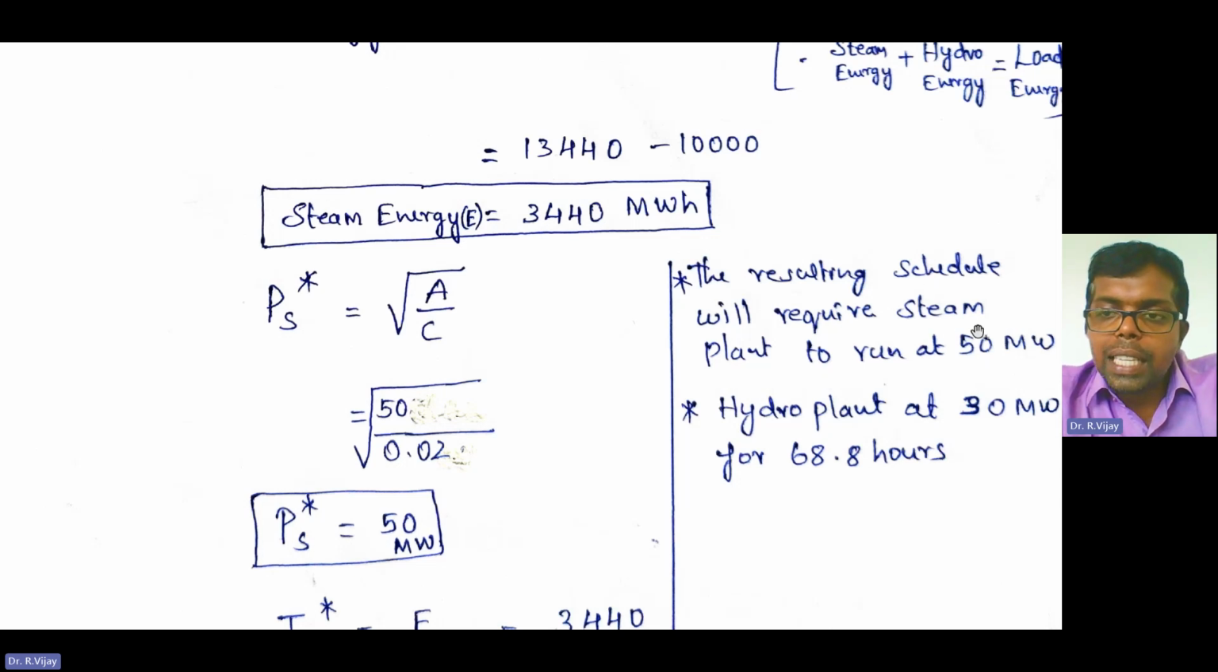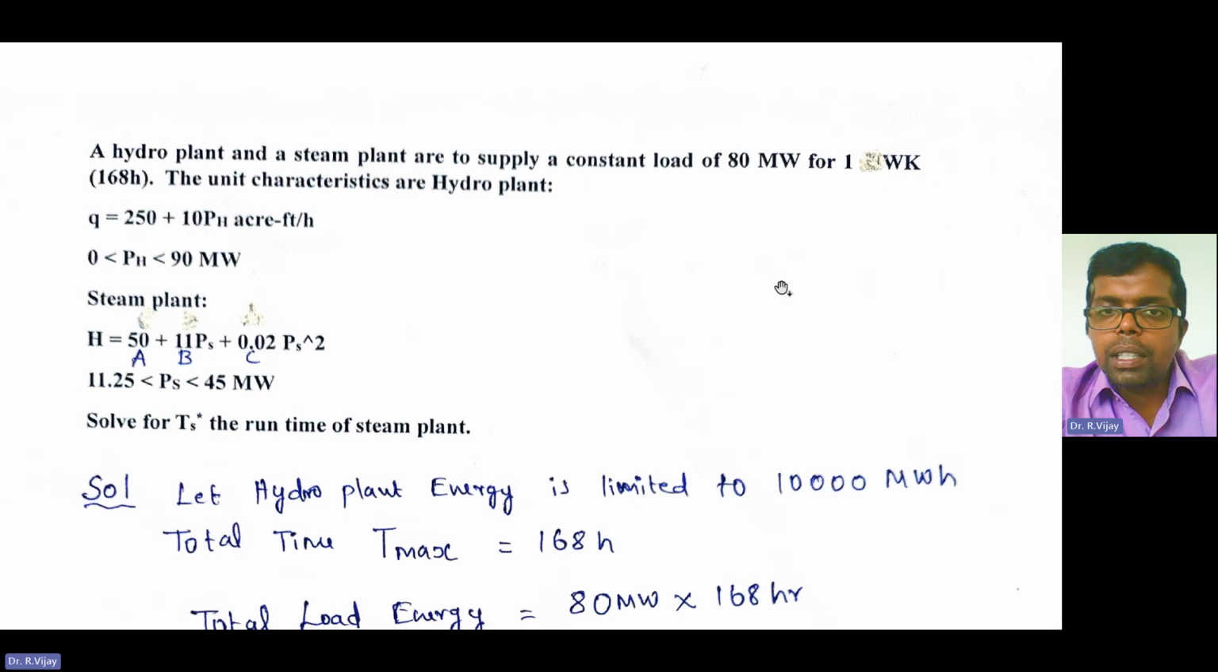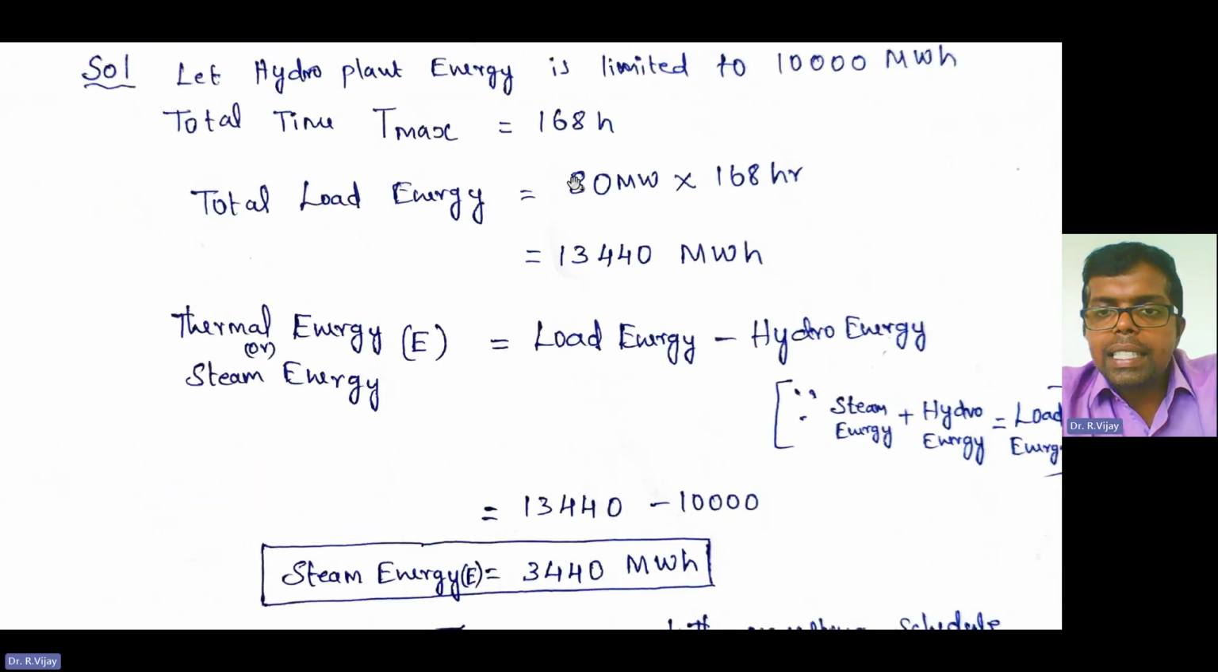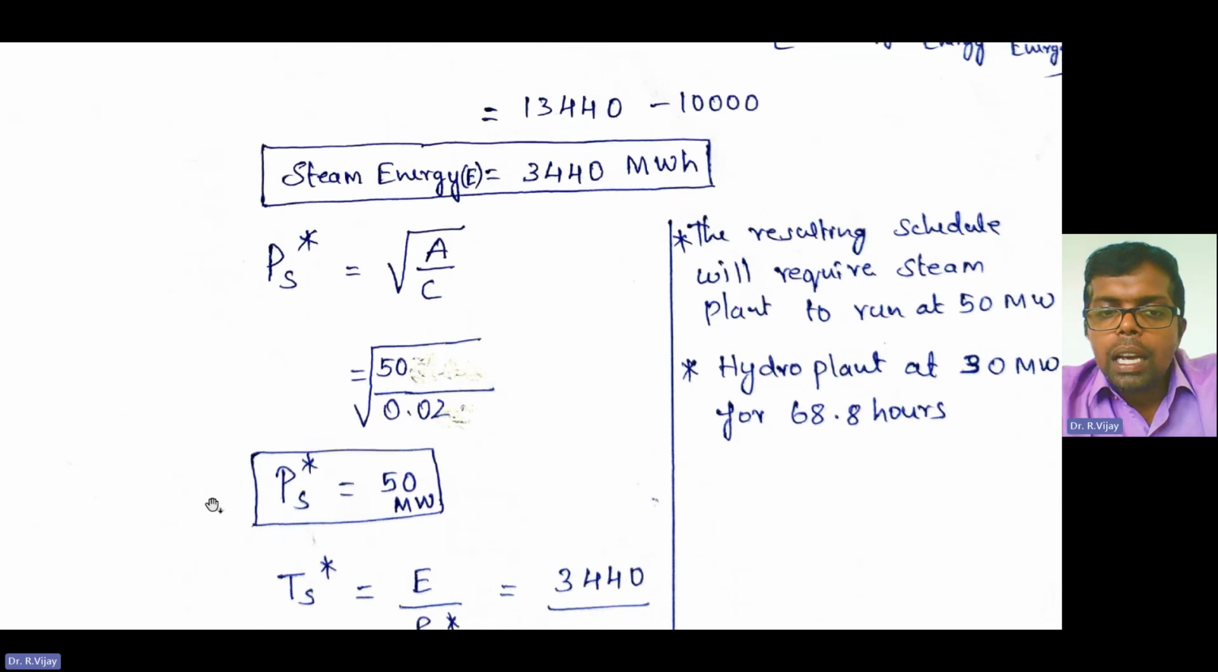Okay, so if the steam power plant is 50 megawatt, what is the hydro power plant? That is 30 megawatt. How? Because the demand is given as 80 megawatt. For the steam power plant alone we calculated the optimal power generated is 50 megawatt. So obviously the hydro power plant is 30 megawatt, because the demand is 80 megawatt. So the optimal power generated from the hydro power plant is 30 megawatt, operating for 68.8 hours.